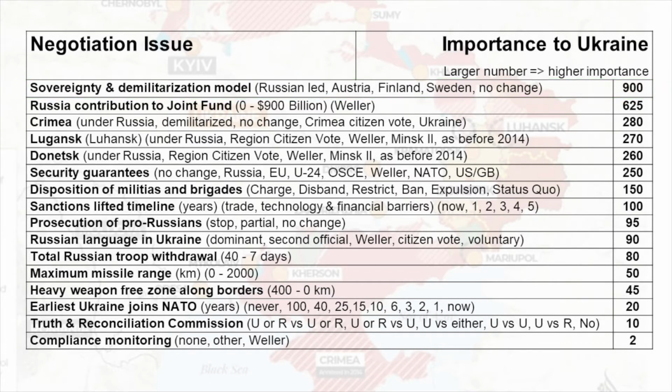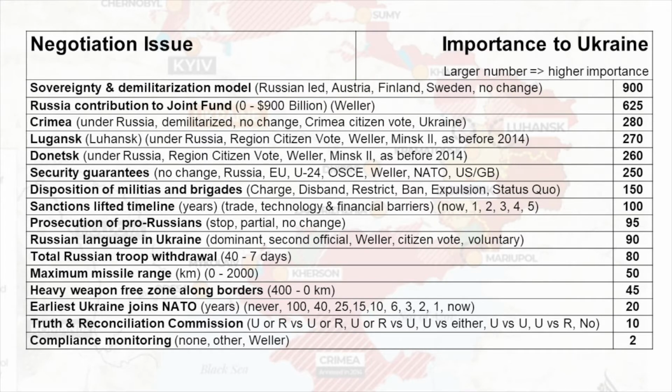Each issue has a number of possible outcomes. These are listed in order of preference to Ukraine, from least preferred to most preferred. For example, on the sovereignty issue, the least preferred outcome is Russia-led, and the most preferred outcome is no change.